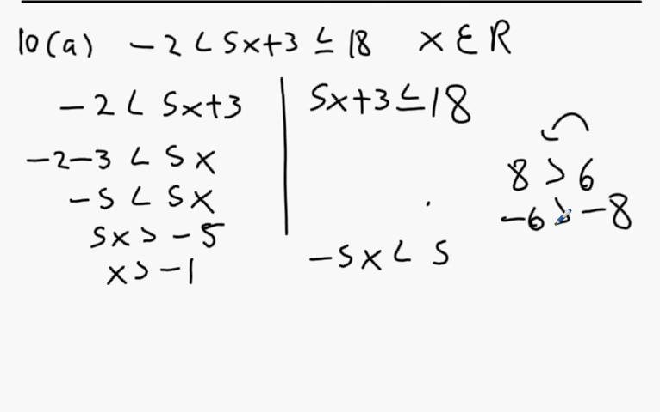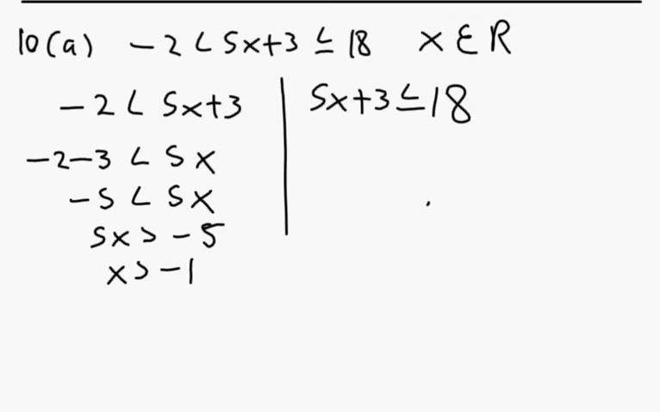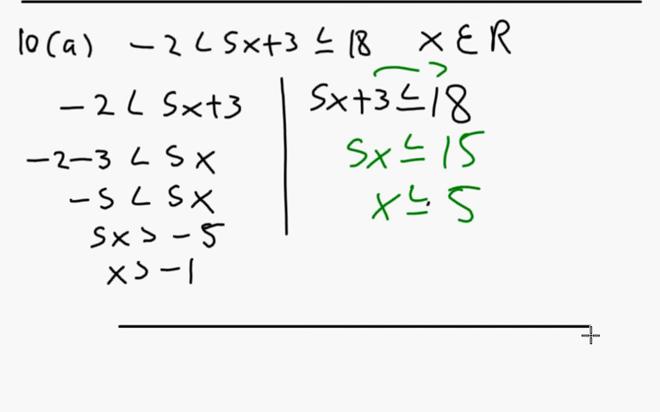Okay? Now that that's done, we have x is greater than minus 1, which is here. That's no bother. The second one is the easier one. Bring the 3 over the other side. 5x less than 15. X less than or equal to 5. I did that in my marking scheme as well. Okay. So I get minus 3, minus 2, minus 1, 0, 1, 2, 3.